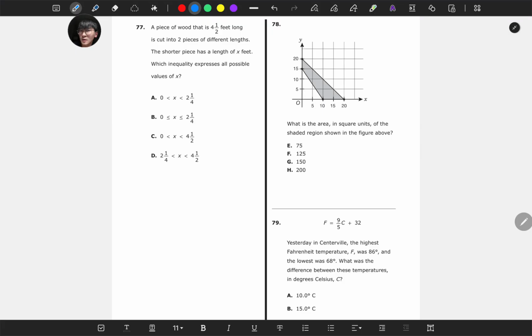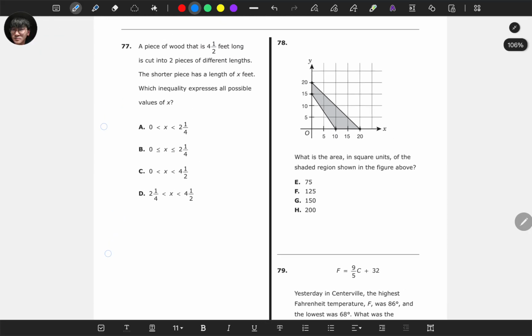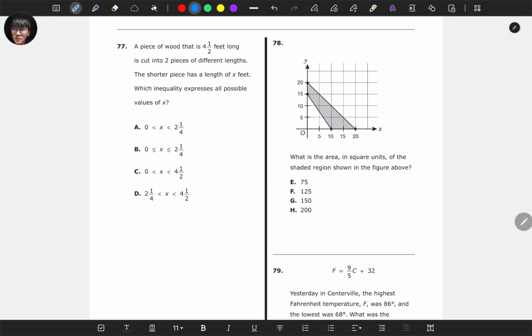Let's begin. Question 77 through 83. Okay, so 77. A piece of wood that is 4.5 feet long is cut into two pieces of different lengths. Okay, two pieces of different lengths. The shorter, which means strictly smaller, has a length of x feet. Okay, so let's draw a picture for this.